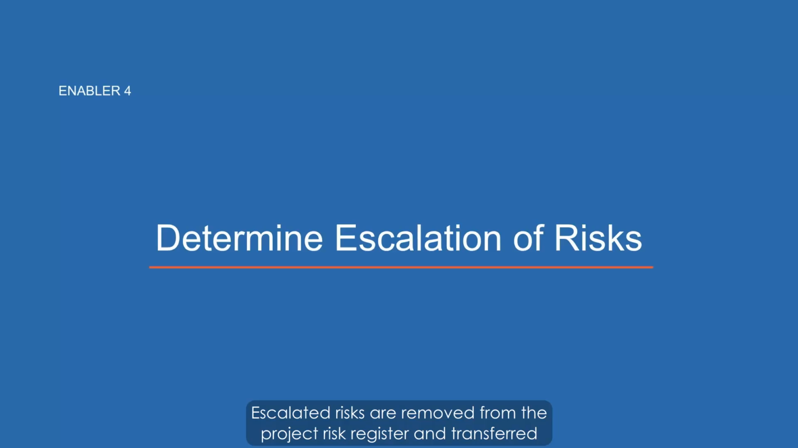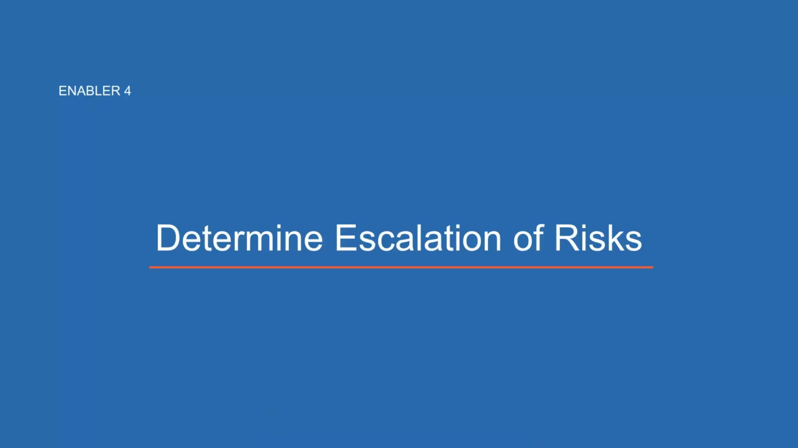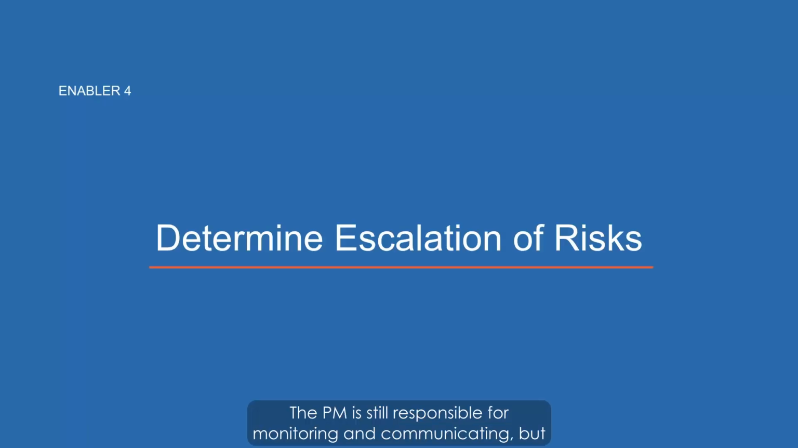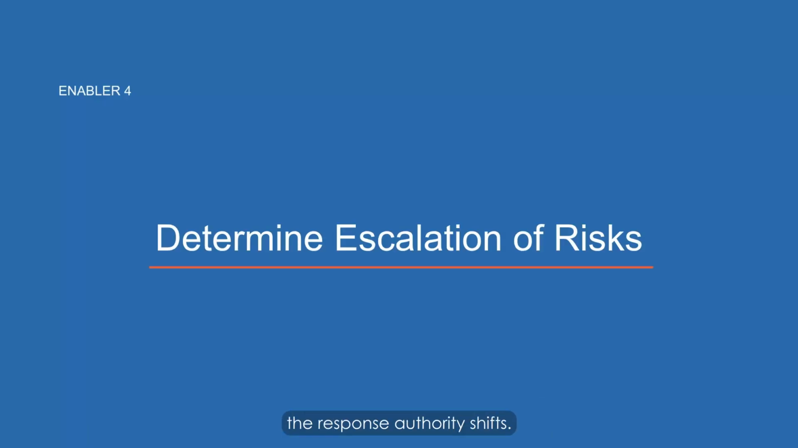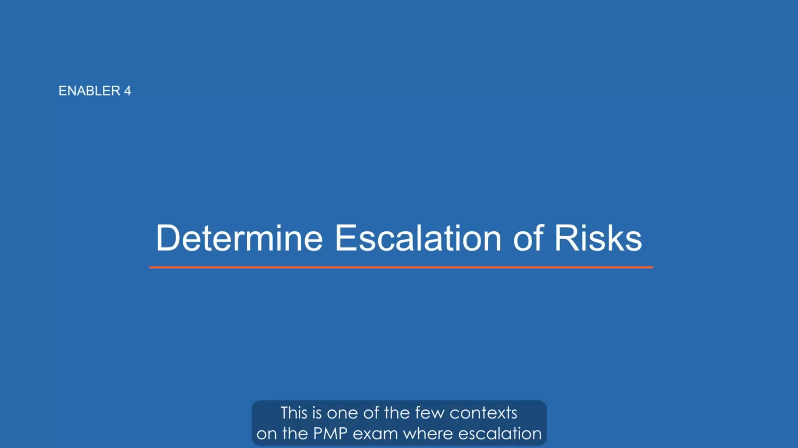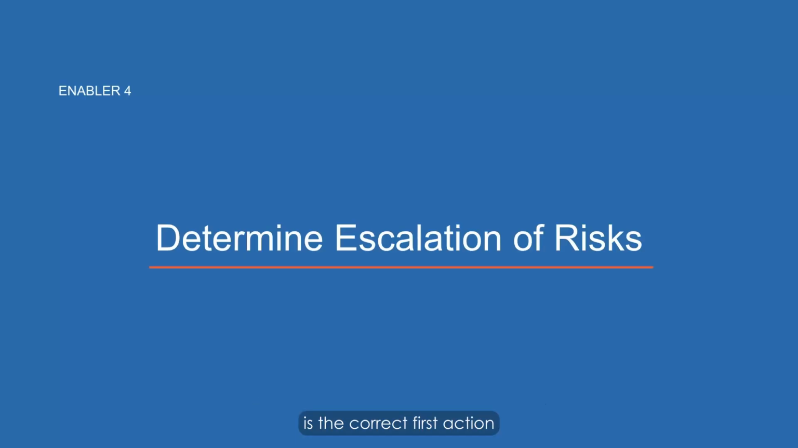Escalated risks are removed from the project risk register and transferred to the appropriate organizational level: program manager, portfolio manager, or executive sponsor. The PM is still responsible for monitoring and communicating, but the response authority shifts. This is one of the few contexts on the PMP exam where escalation is the correct first action.